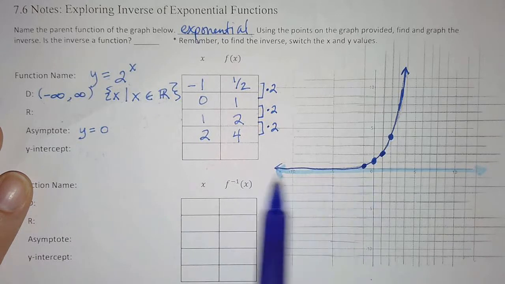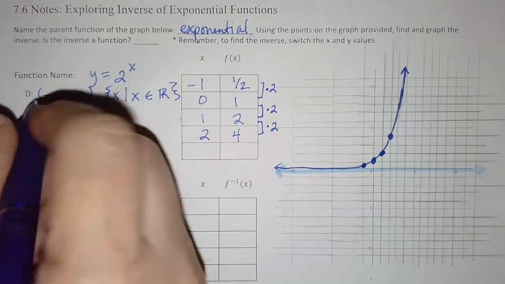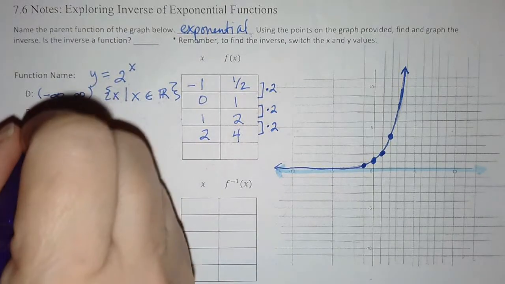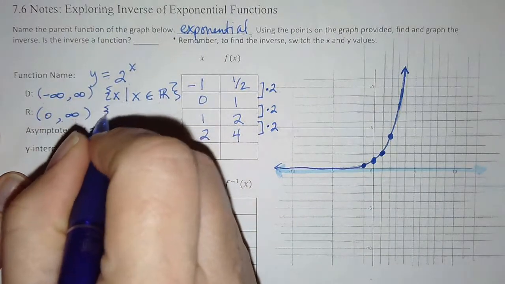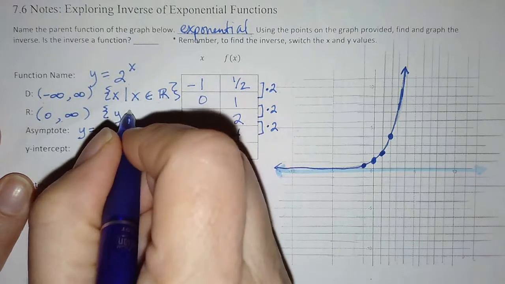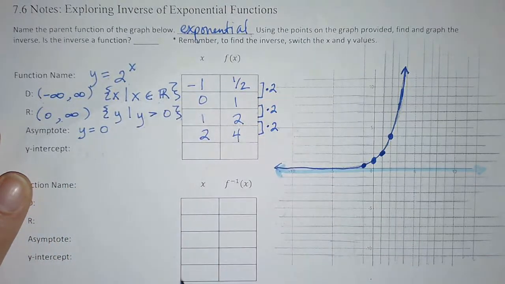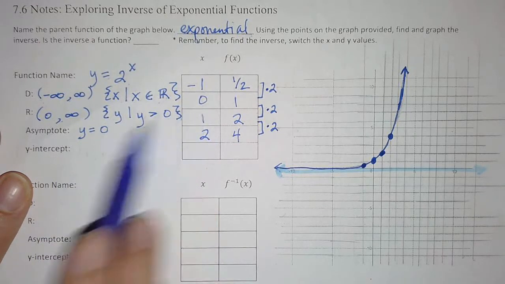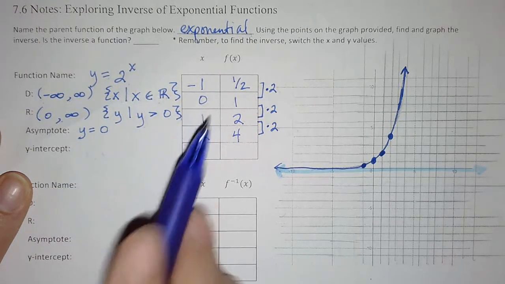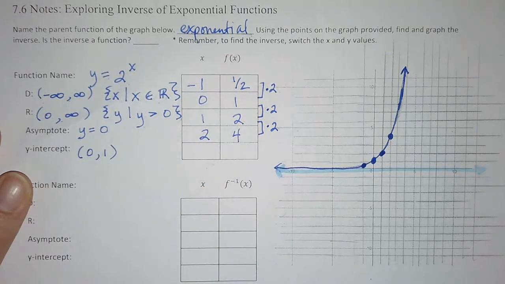So because of this asymptote, and because I know it'll never touch that line, I would describe the range as parentheses 0 to infinity, or in set notation, I'd say the set of numbers y such that y is greater than 0, but not equal, because when y equals 0, that's your asymptote. My y-intercept I can pull from the table. My y-intercept is where x is 0. That's the y-axis. So that's at (0, 1).